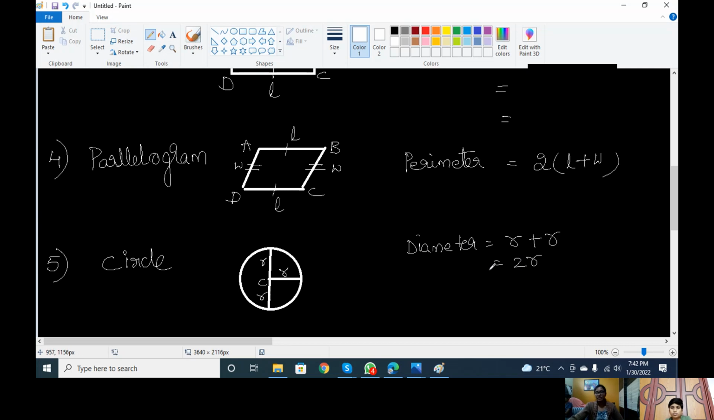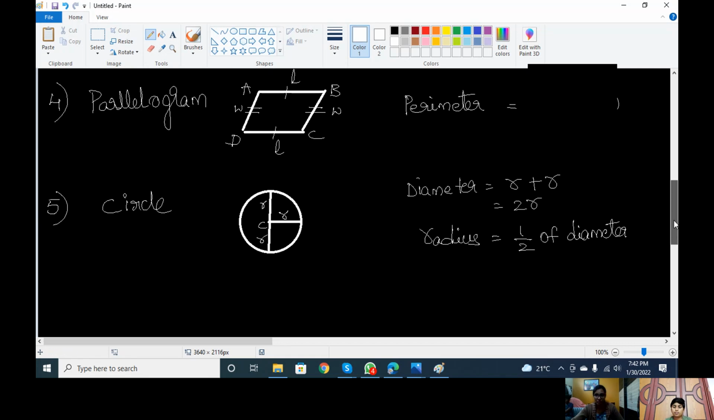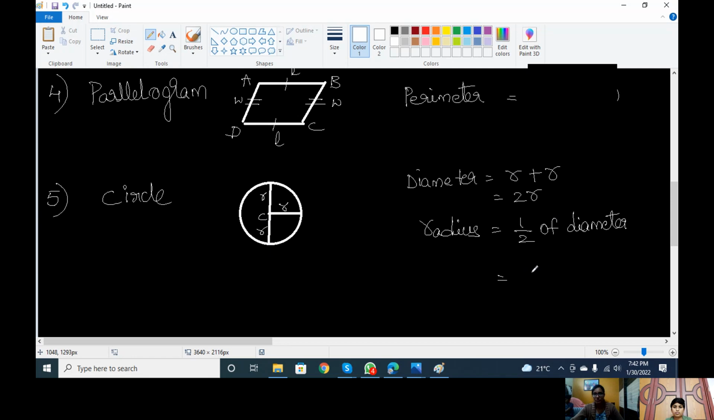Now the diameter is given. If you want to find the radius, then what you have to do, you need to make it half. Radius is equal to half of the diameter, isn't it? Half of diameter is equal to d by 2.